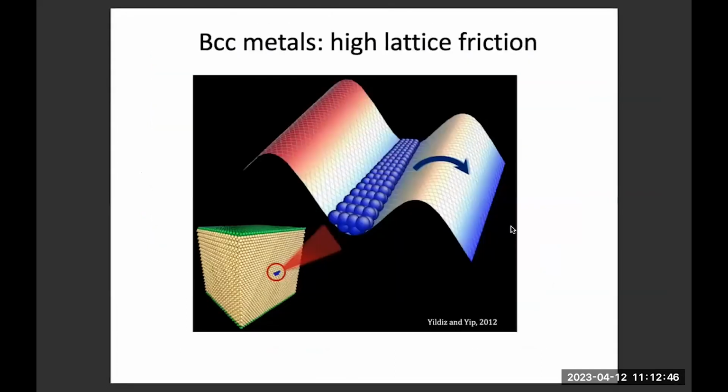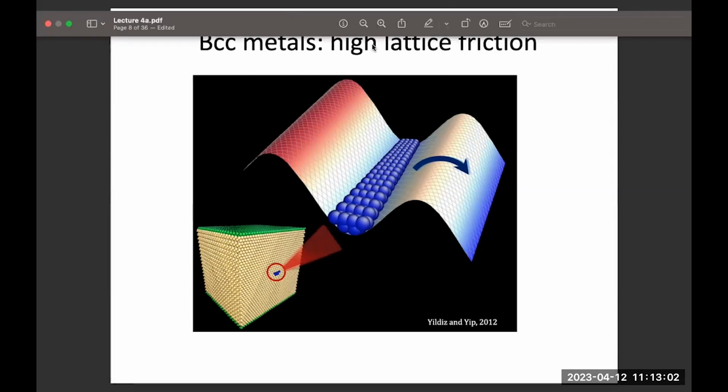So, how do we move this screw dislocation? Basically, we have energy levels, and the dislocation just stays. Let me draw another schematic though. Let me just stop sharing this part and draw another schematic.